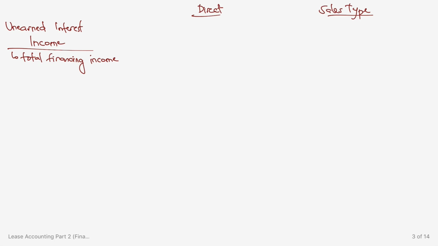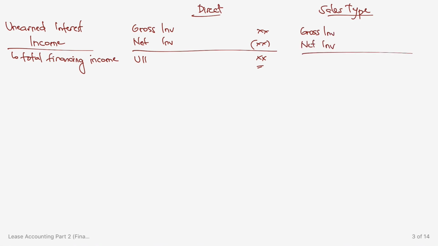So, sir, paano yan i-compute? Madali lang, as long as tama yung gross investment mo at yung net investment mo. Because gross investment minus the net investment will already be our unearned interest income. Same thing under the sales type lease, no? Gross investment minus net investment lang tayo dito, and then that's it. This will already be the unearned interest income. Maliwanag ba yun? Okay?